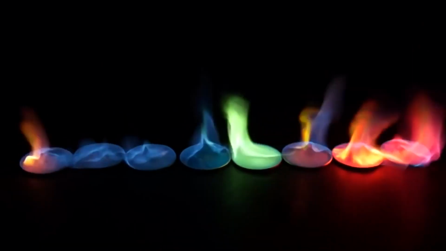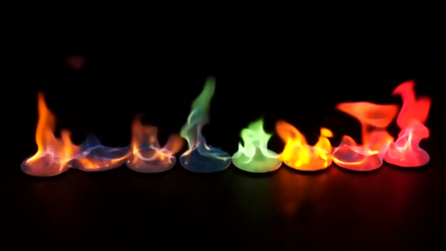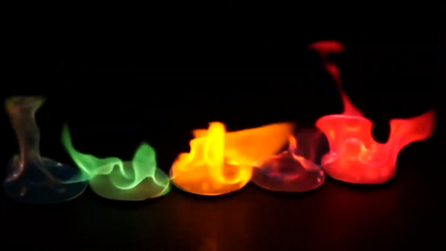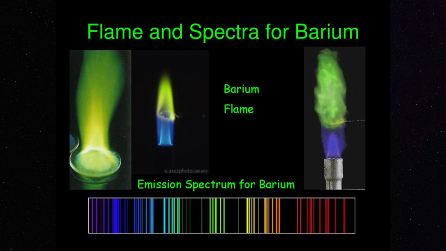So, when barium is added to the flame, even though barium isn't part of the combustion reaction, the heat from that flame makes its electrons get excited, jump up a stair, and then fall back down, emitting green light and making the flame appear green.